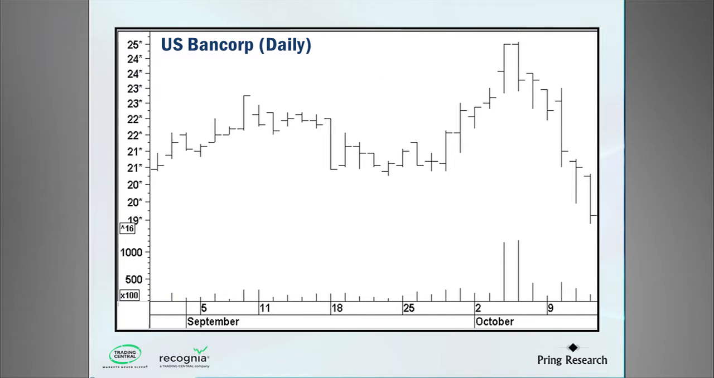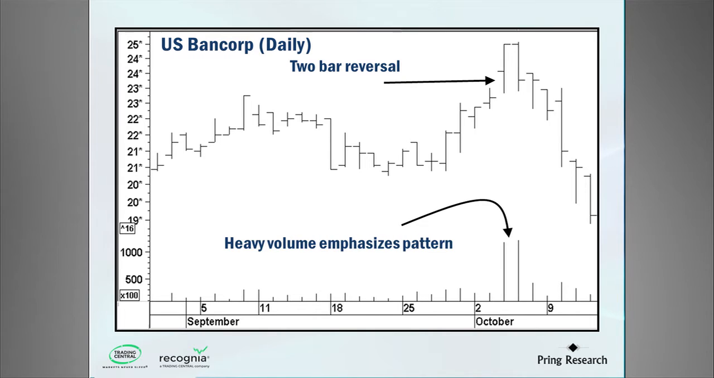I'm showing you this example of US Bancorp, not so much for the two-bar reversal, which was okay, but not overly impressive. It's the volume, of course. These 2 heavy days meant that a lot of people were trapped with a loss. Not surprisingly, prices fell quite rapidly after that.